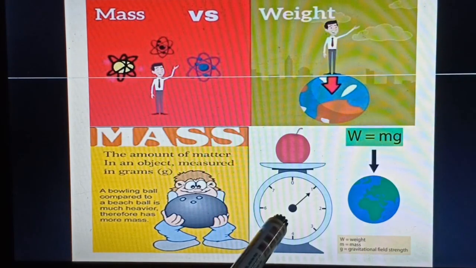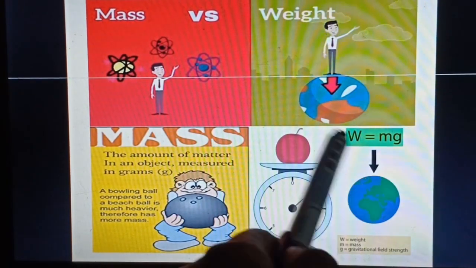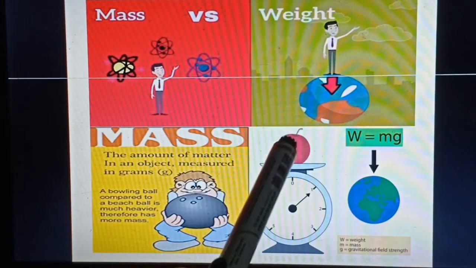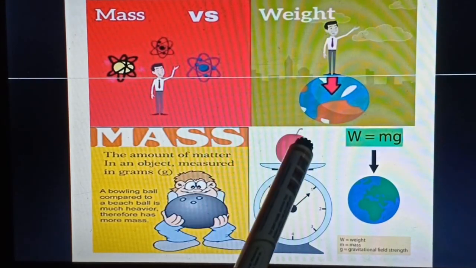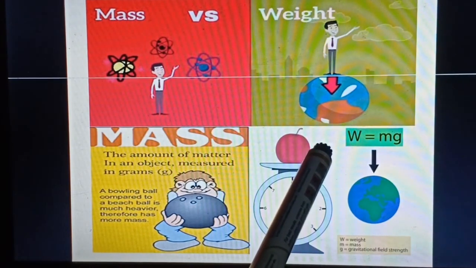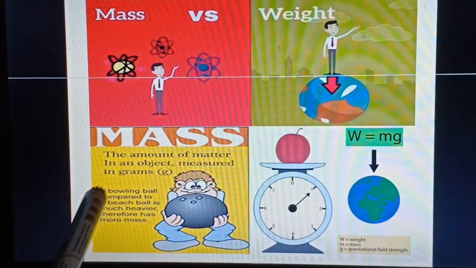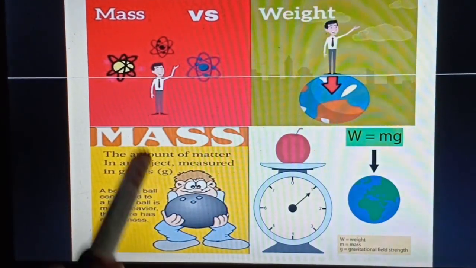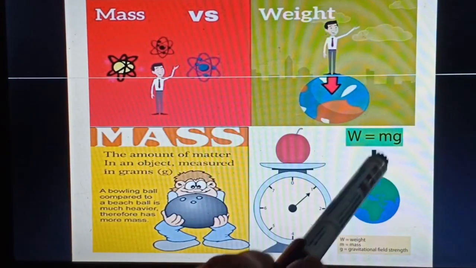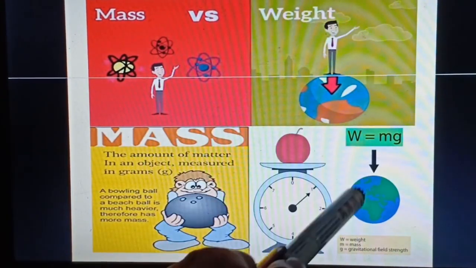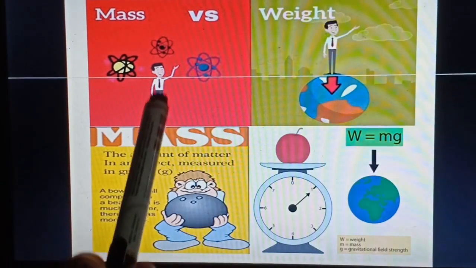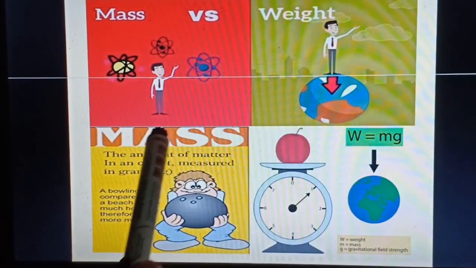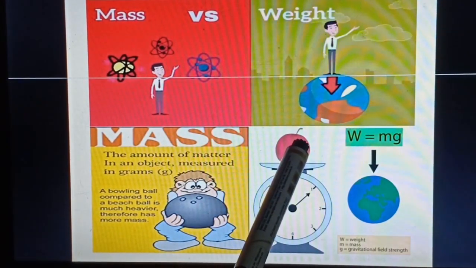And how is weight calculated? As we have got that the earth attracts anything towards itself with a constant acceleration, that is acceleration due to gravity, which is constant, 9.8. So the amount of matter contained in an object, multiplied by the acceleration produced, if we take the product of this mass with this g, then only we will get weight. So mass and weight are entirely two different kinds of things.